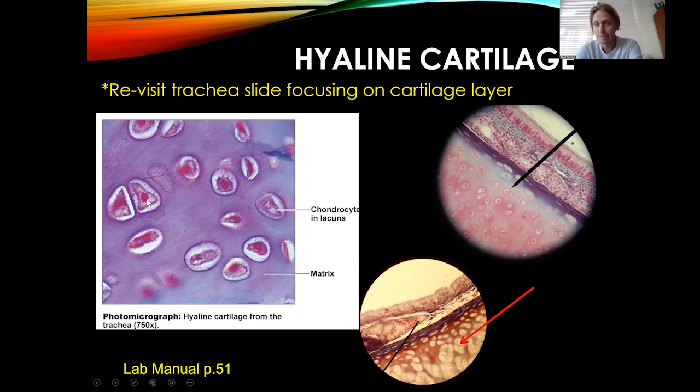All right, and again, you need to know the name of the cells of these. So again, suffix is going to be cyte, but the prefix, you might remember from our first day in lab, I talked about what cartilage was in Latin. And if you remember, cartilage is chondra. So these are going to be considered chondrocytes. We talked about it when we talked about the hypochondriac region of your abdominal cavity.